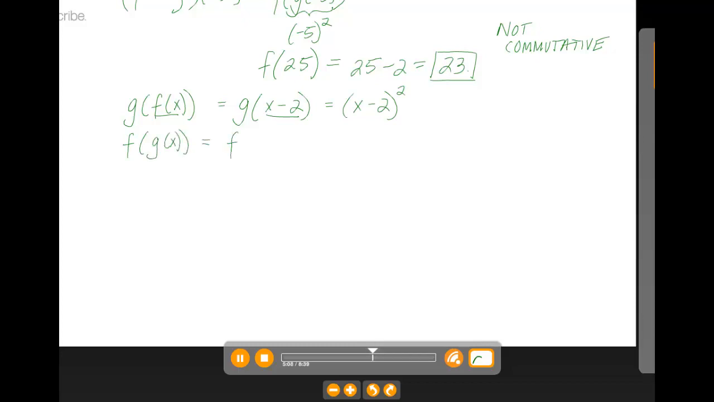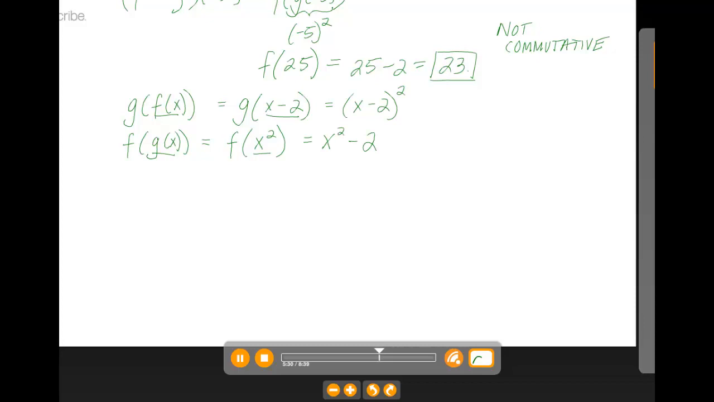Let's see. Our rule for g of x was x squared. So now we want f of x squared. We just replaced g of x with its rule, with its description, x squared. F of x squared, let's see. Our rule for f says take your input and subtract 2. So we're going to take our input, which is now x squared, and subtract 2.